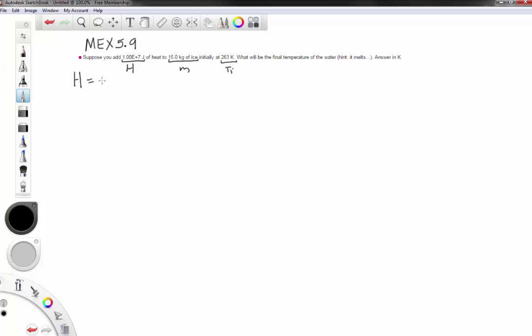So we have heat equals 1.00 times 10 to the 7 joules, and that's the total amount of heat that's being added. So what is it that this heat can be used to do?